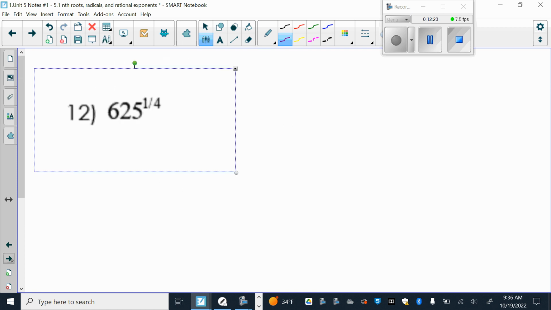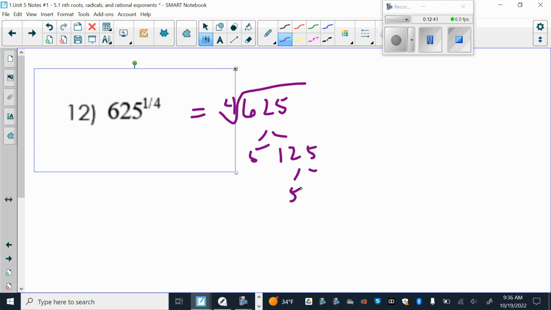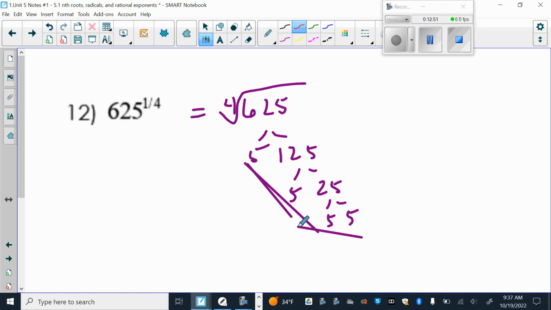All right, number 12, I can rewrite this as the 4th root of 625. So I know 625 is divisible by 5. 5 times 125, I know that's divisible by 5. 5 times 25, and 25 I know is 5 times 5. So 4th root, I'm looking for what number times itself 4 times. So this is 5.